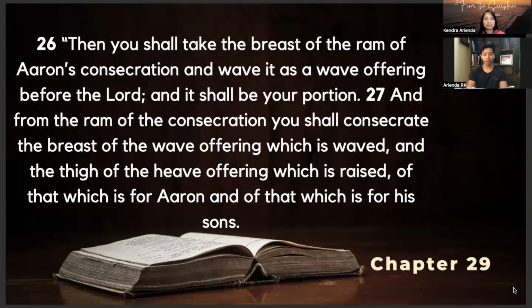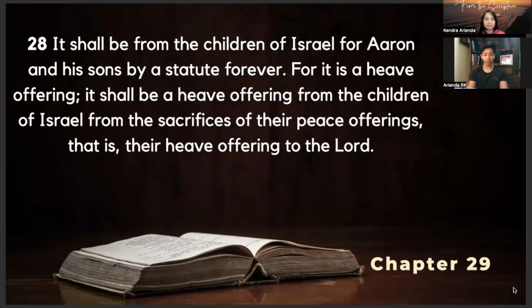Then you shall take the breast of the ram of Aaron's consecration and wave it as a wave offering before the Lord, and it shall be your portion. And from the ram of the consecration you shall consecrate the breast of the wave offering which is waved, and the thigh of the heave offering which is raised, of that which is for Aaron, and of that which is for his sons. It shall be from the children of Israel for Aaron and his sons by a statute forever.